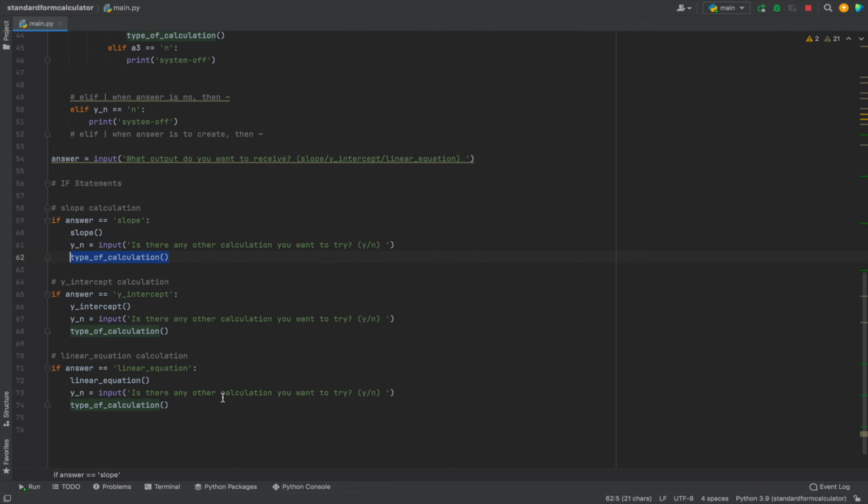So I did the same thing with y-intercept and also linear equation to make sure all the users can easily and comfortably use my calculator to convert their standard form equation to the linear form equation, at the same time finding the value of slope and y-intercept.